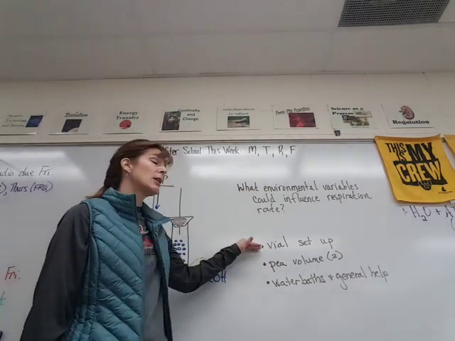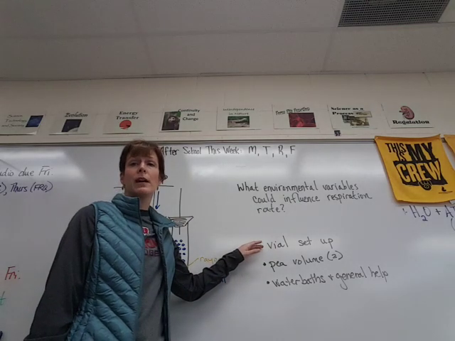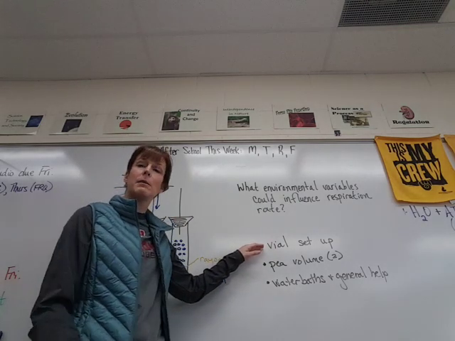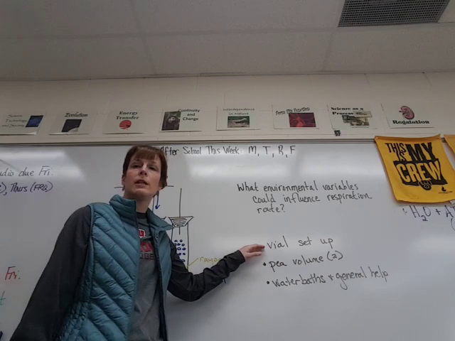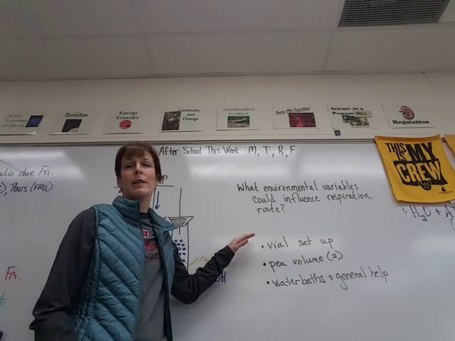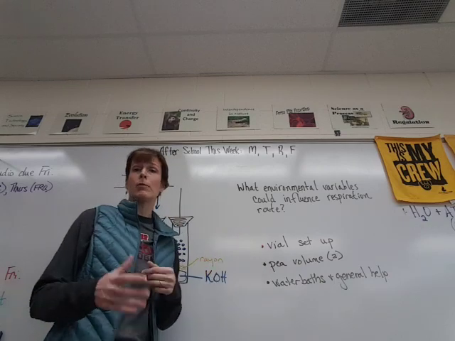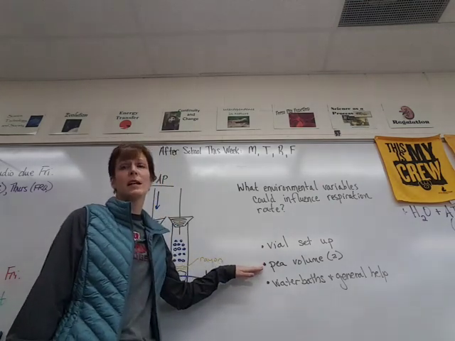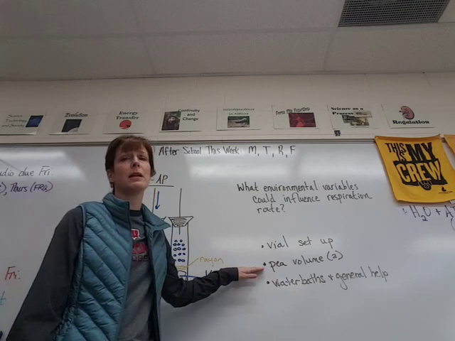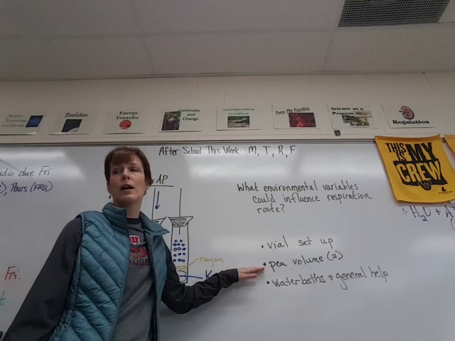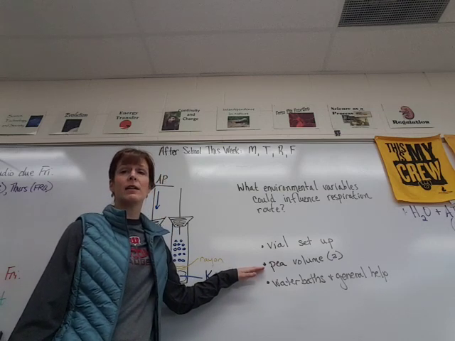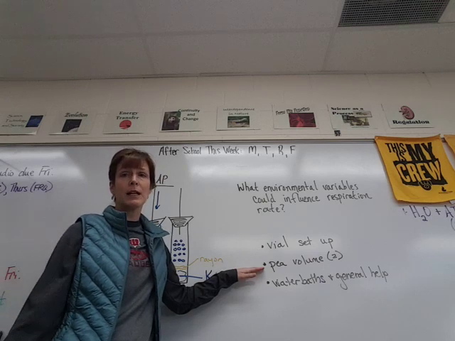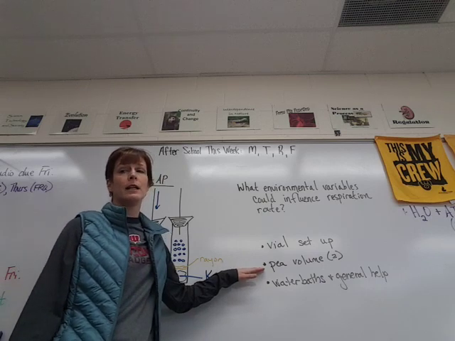There should be one person in charge of setting up the vials, putting the cotton balls in, the potassium hydroxide, and the rayon, and making sure that everything gets assembled once the other people are finished measuring the peas. I think it works best to have 2 people working on the volume of the peas, because there are going to be about 8 vials that I want you to set up, depending upon your independent variable.